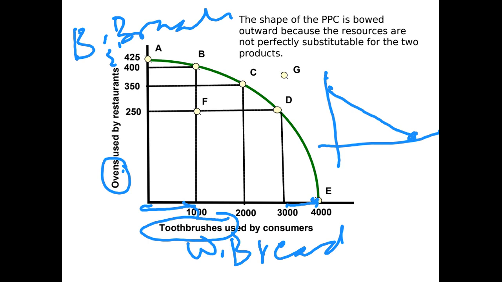I hope I have explained the basic concept of opportunity cost, why the shape of the production possibilities curve is bowed outward, and under what conditions the PPC is a straight line. Thank you.